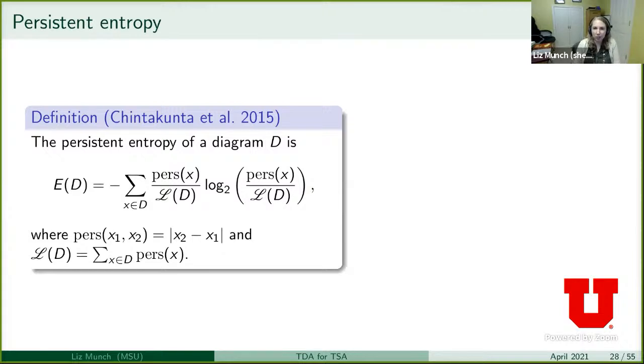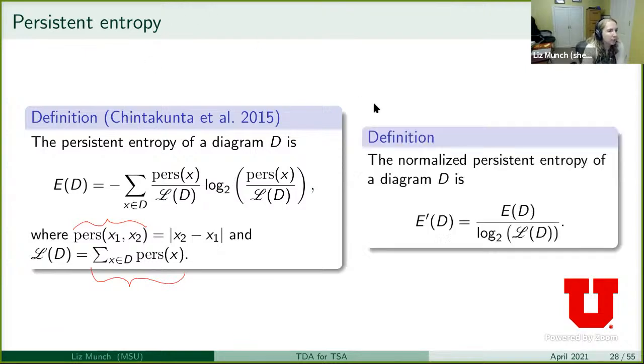So the first version that we used to represent our persistence diagrams was persistent entropy. This is a definition that came from about 2015. It's essentially coming from information theory and trying to represent your persistence diagram structure via information theory. So what's going on in here is I have some total lifetime, where pers of x1, x2 is the lifetime of any point in my persistence diagram. Total lifetime is the script L. So you take all of your lifetimes and sum them up. And we end up with this log computation up here.